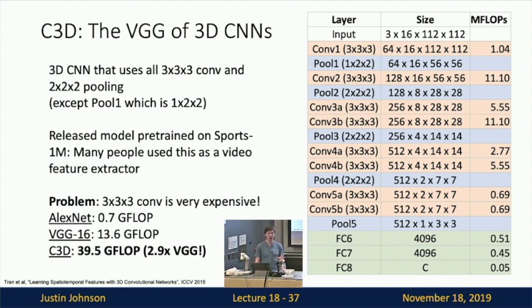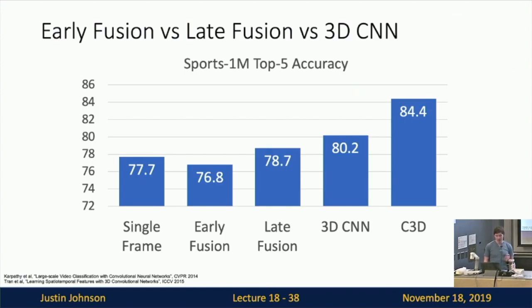So that's a common problem with these video models: anytime you're using 3D convolution, the models quickly become very, very computationally expensive. But that said, this C3D model was able to do a pretty good job of pushing up the state of the art on this Sports-1M classification task.